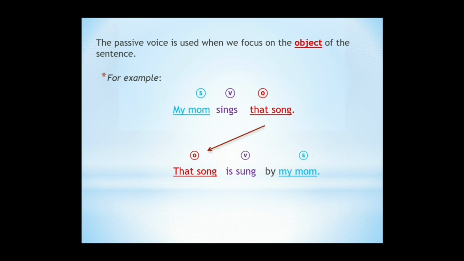That song, we started with the object, and then the verb, as you can notice, which is present simple, change it to be is sung. Is plus the past participle of the verb sings, which is sung. Then you put the subject at the end.